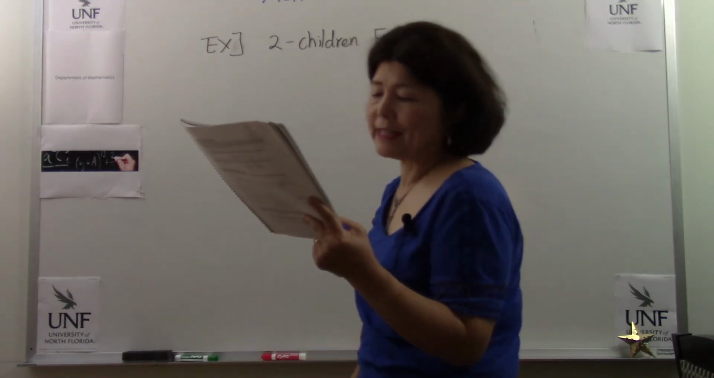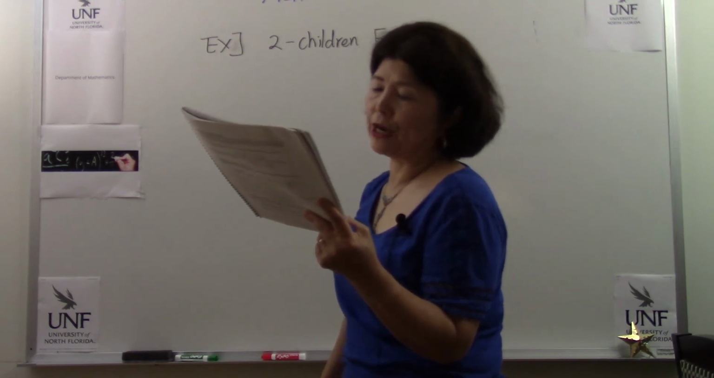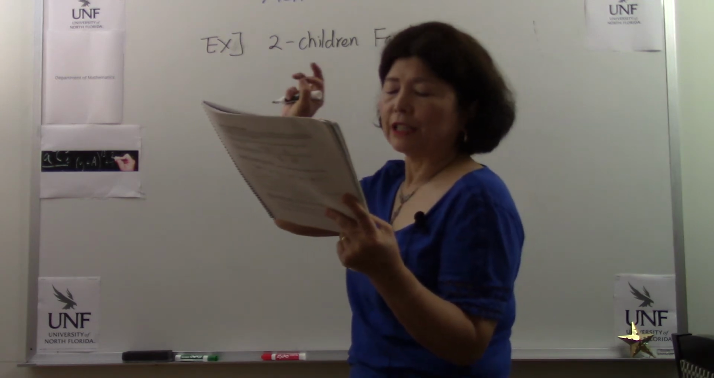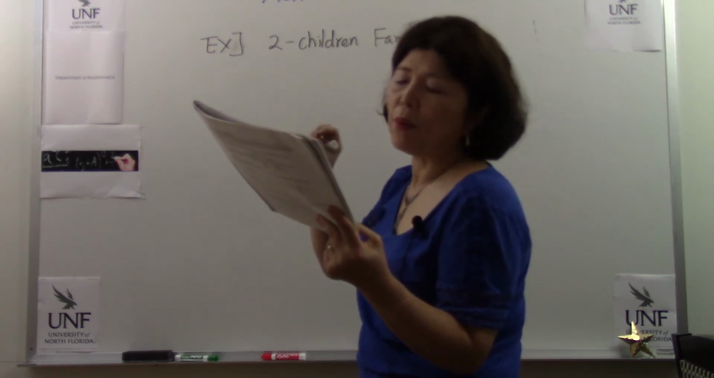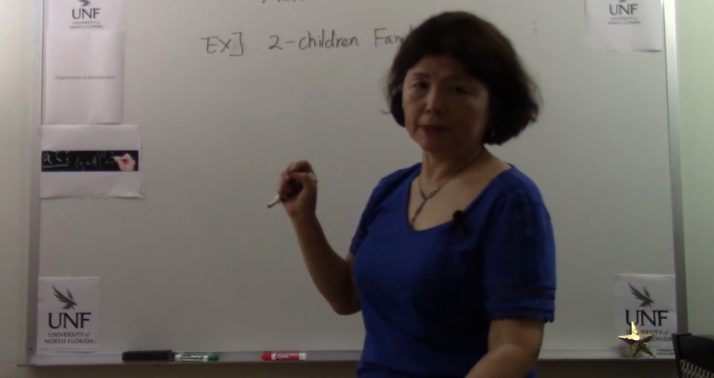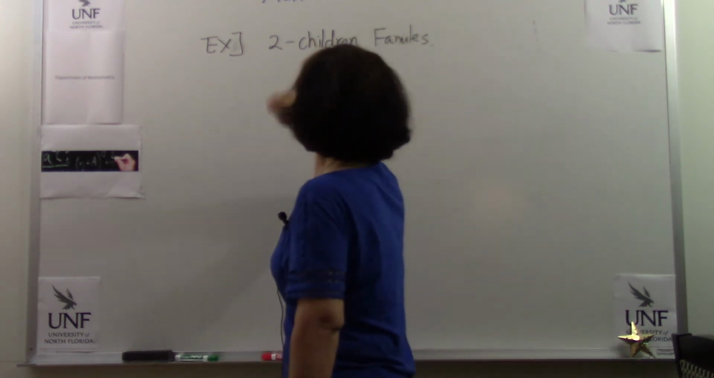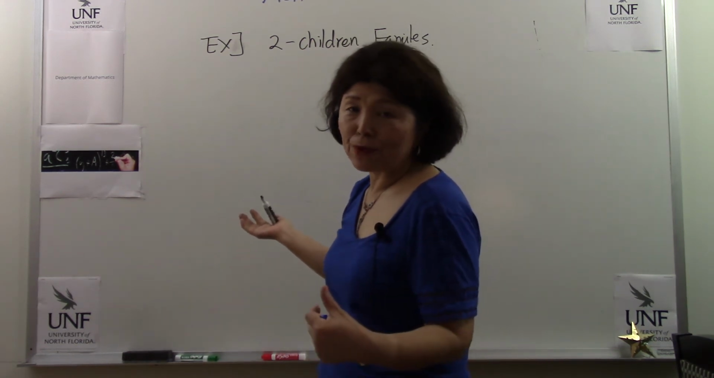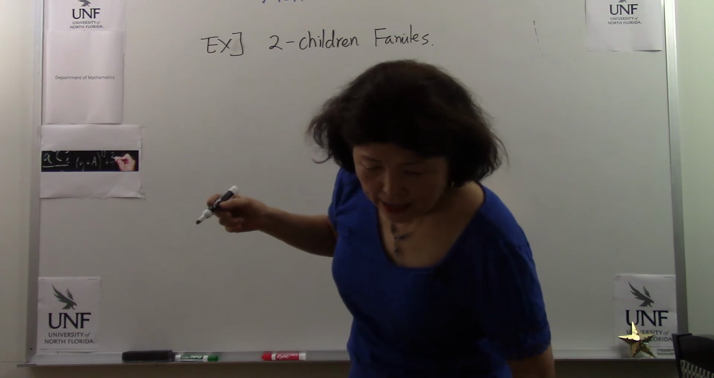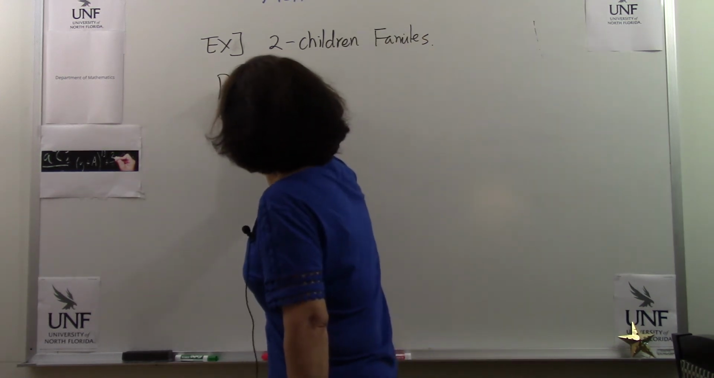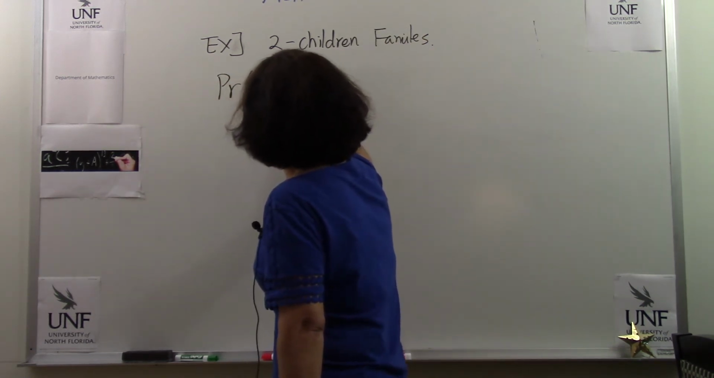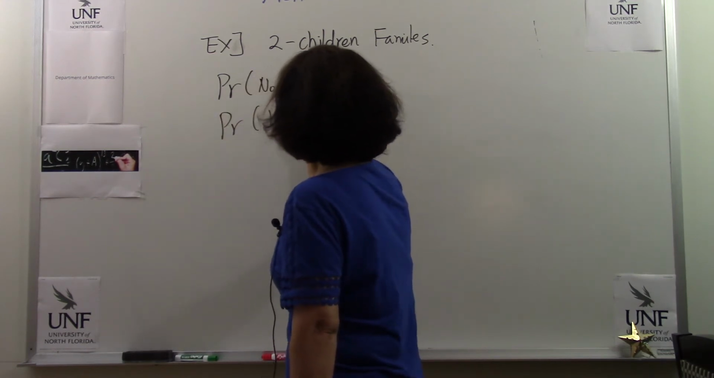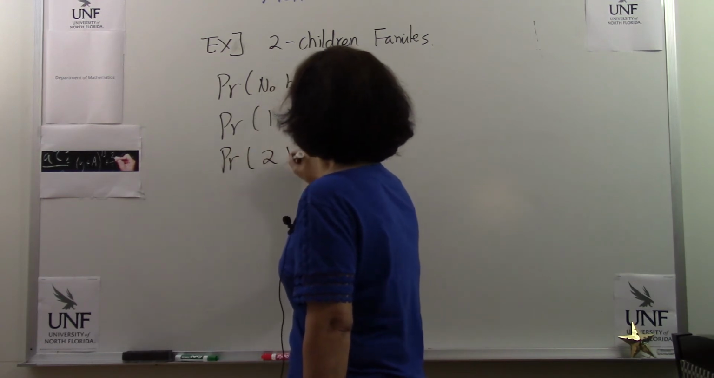Observe the genders and the birth orders in 2 child families and calculate the probabilities of having no boys, having 1 boy, and having 2 boys. Okay, so 2 children, but the gender mixes, yes, we have to calculate that. We want to calculate the probability of having no boys in the family, the probability of just 1 boy, and the probability of having 2 boys.